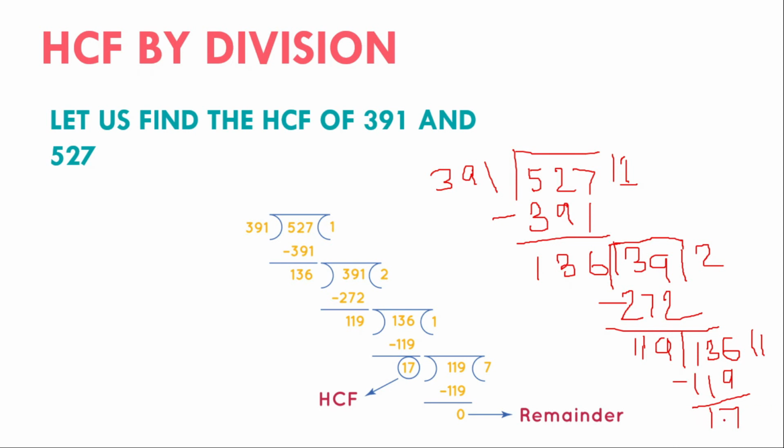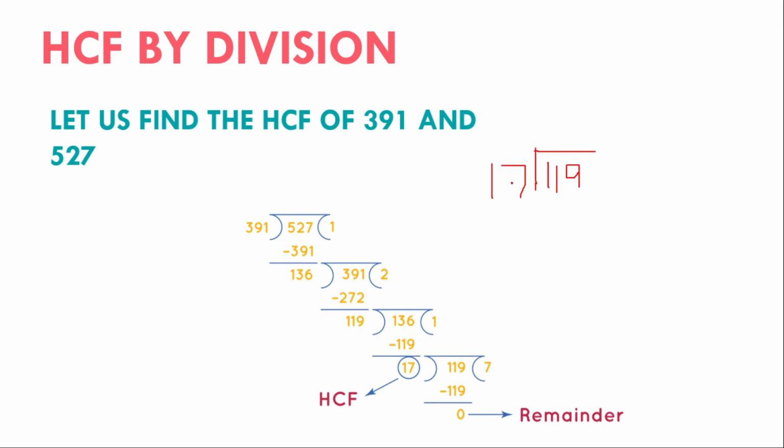So 17 will be the divisor, and the previous divisor will be the dividend. So 119 will be the next dividend. So when we divide 17 into 119, it's possible to include it 7 times. So when we multiply 17 by 7, we will get the answer as exactly 119. So let us write 119. When we subtract it, we will get the answer as 0. So the remainder here is 0.